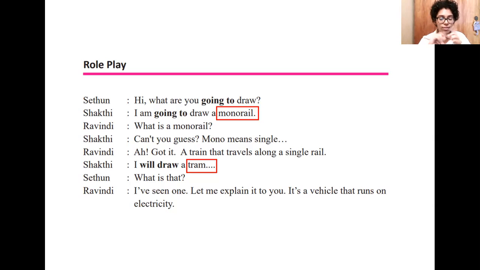So it's single. This is something we learned today. Mono means single. So here Ravindi says, "I got it. A train that travels along a single rail."